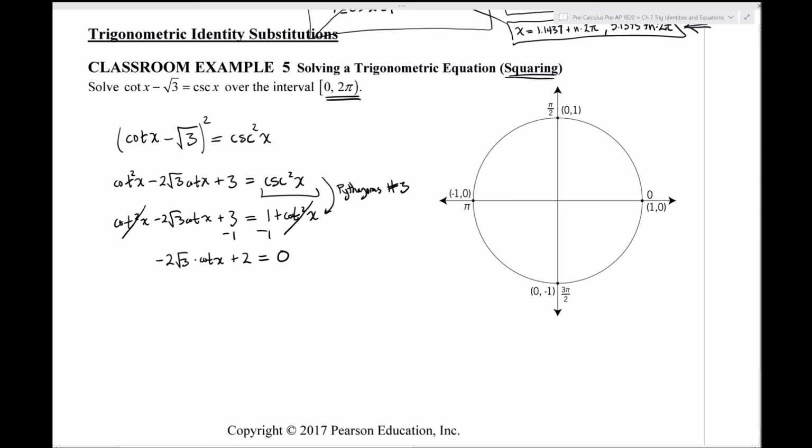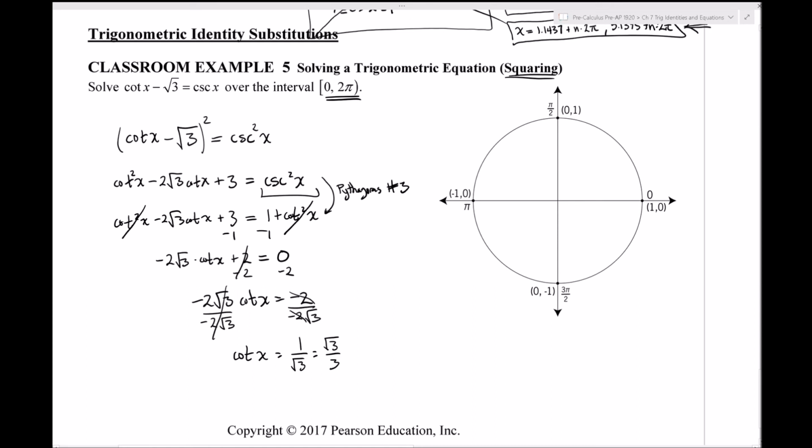And then what next? Maybe I should have moved the 3 instead of the 1, because I'm going to have to move this 2 back this way. Oops. Minus 2 square root of 3 cotangent x is equal to minus 2. Then you divide by minus 2 square root of 3 on both sides. These cancel. Cotangent x is equal to, well, I can cancel minus 2's, and you're left with 1 over the square root of 3, which is also square root of 3 over 3.